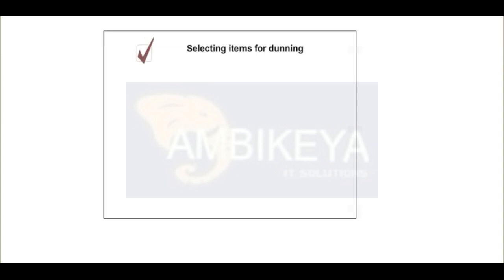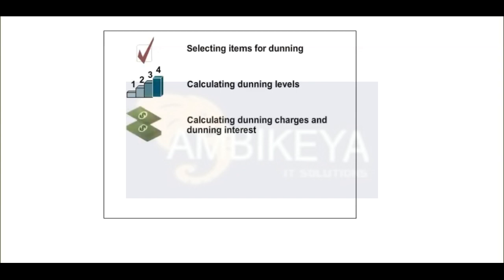The SAP system provides you with a tool that automatically analyzes all the open items and duns any items that are overdue. The system determines a dunning level, which corresponds to the number of days in arrears. The dunning level determines the dunning charges and interest levied, as well as which dunning text is selected. The dunning history keeps a record of which dunning notices have been issued.